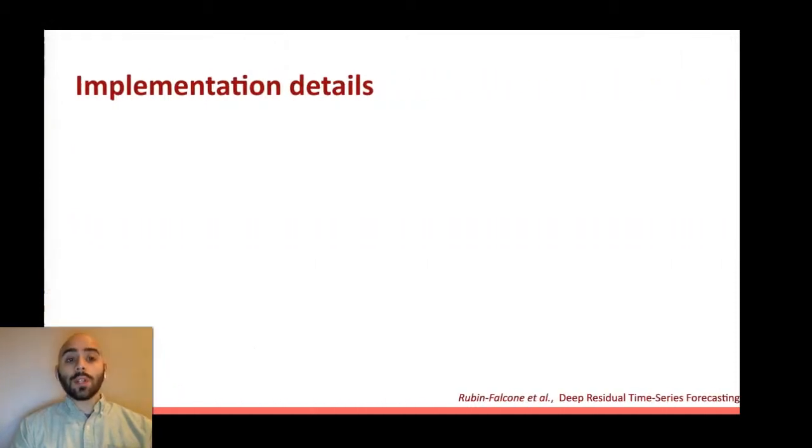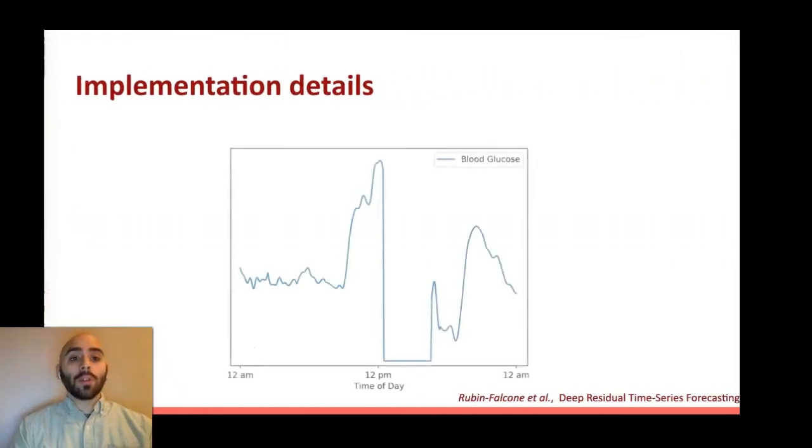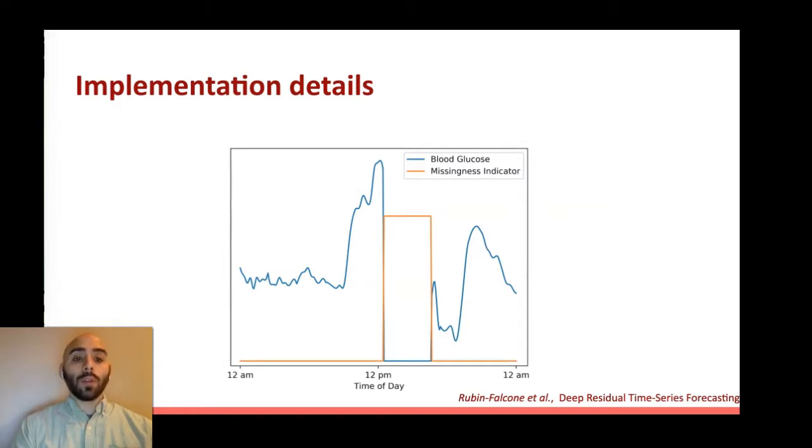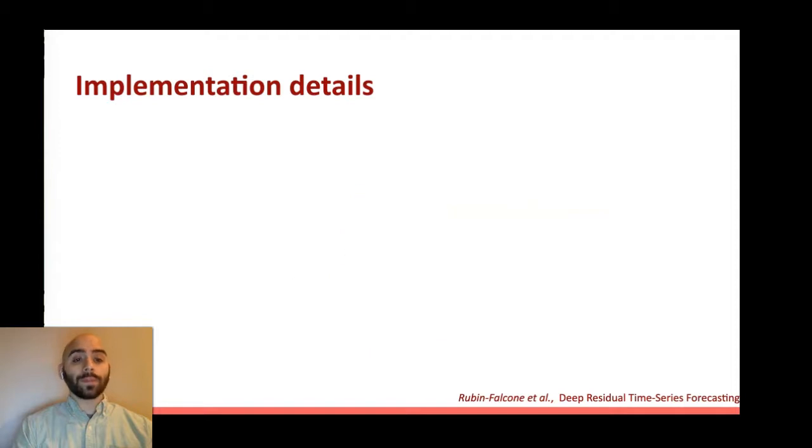Some key implementation details are as follows. Rather than interpolating, we set all missing blood glucose values to 0 and add an additional variable to the model, set to 1 when blood glucose is missing and 0 otherwise. This allows the model to learn when blood glucose isn't being recorded, which can be valuable context.